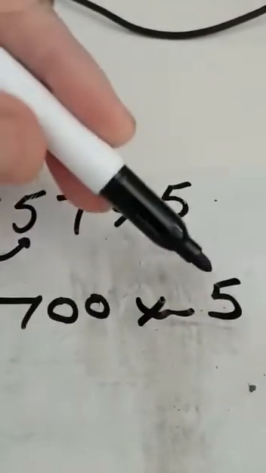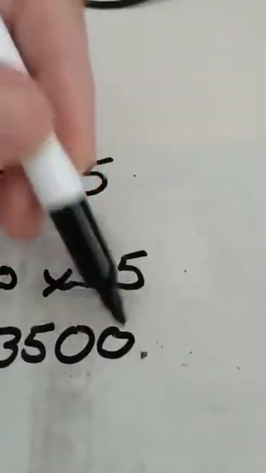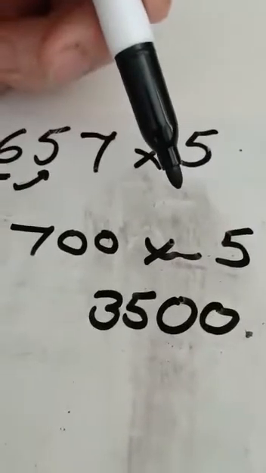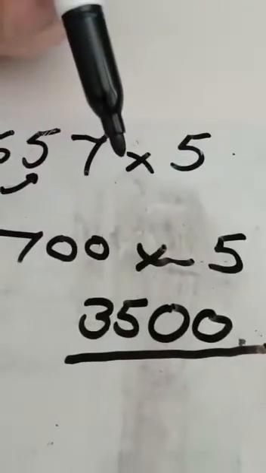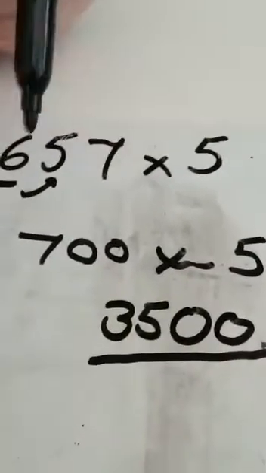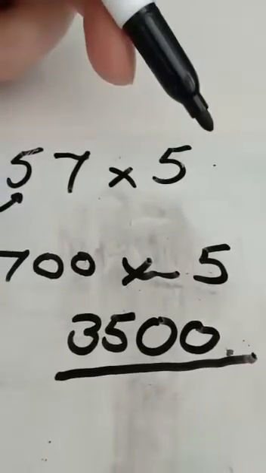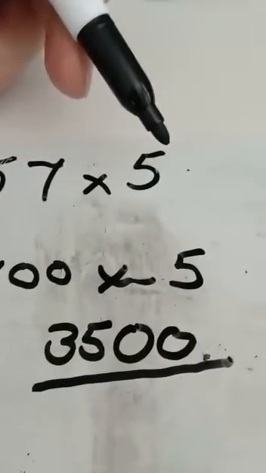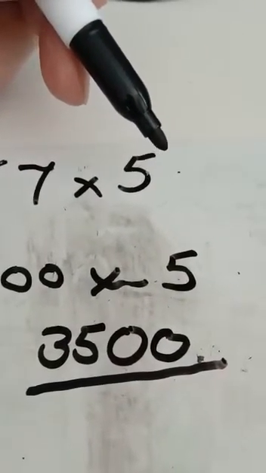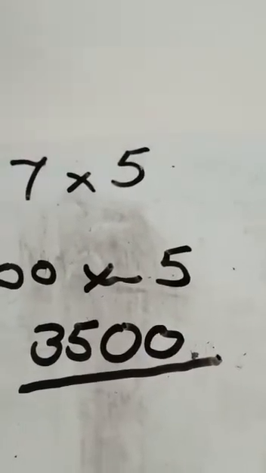times that by 5, and that's easy because you know your 5 times table, your 7 times table. 7 times 5 is 35, times that by 100, it becomes 3,500. So we are rounding up. That means that this answer, which is not the actual answer, is over the actual answer, which will be 657 times 5, because that is lower than 700. So the answer will be somewhere around 3,400 maybe, but it'd be less than 3,500.